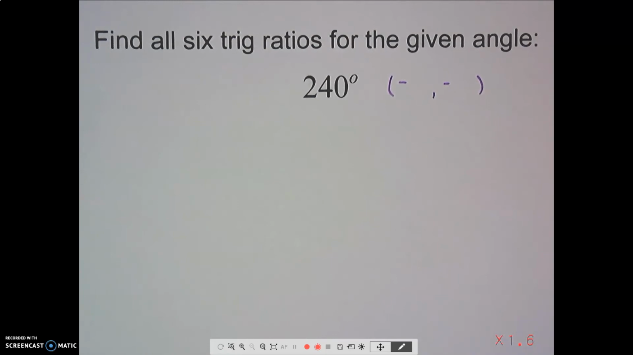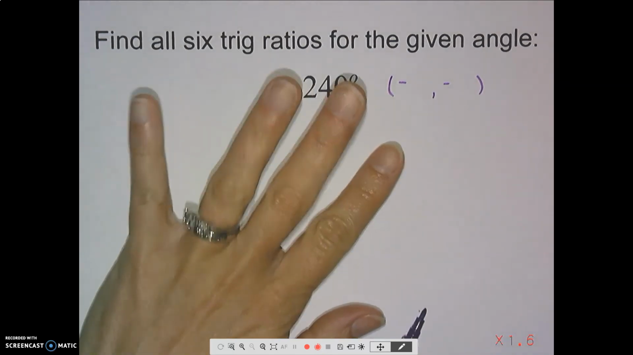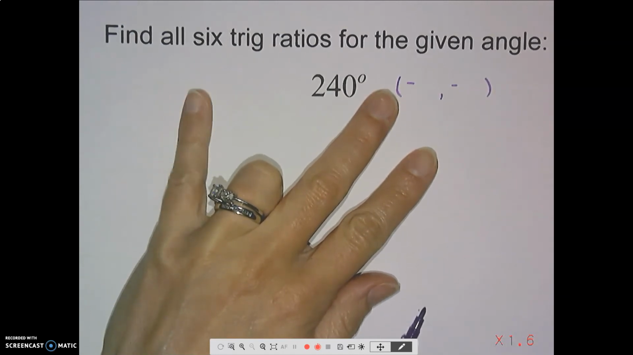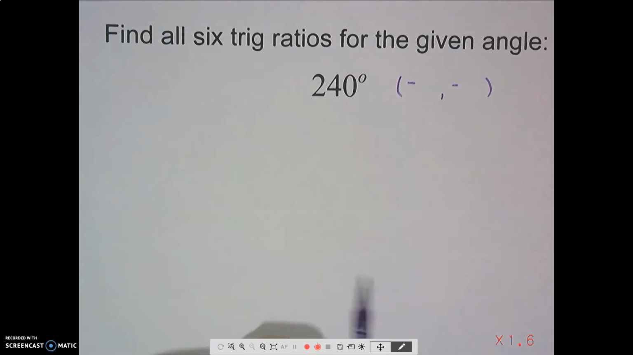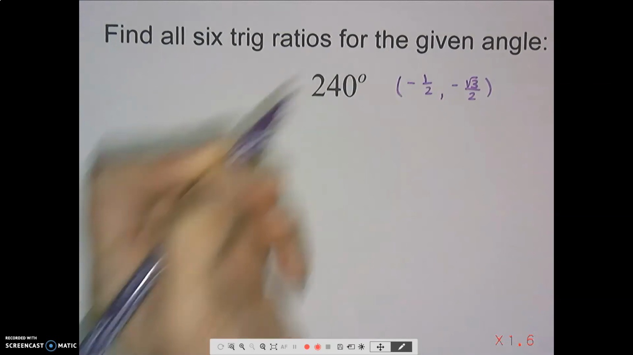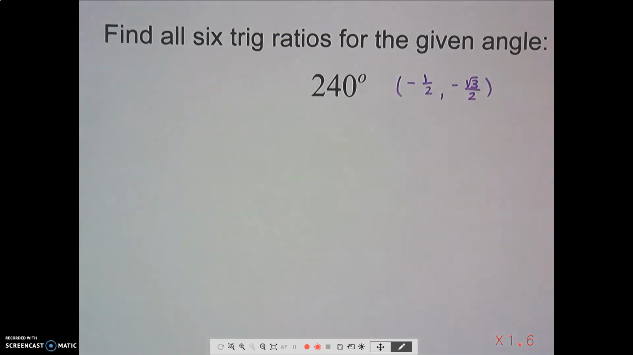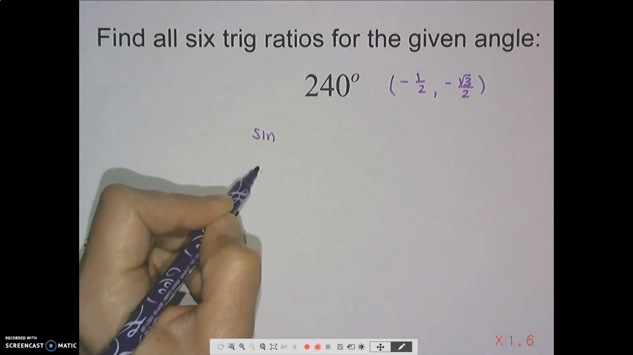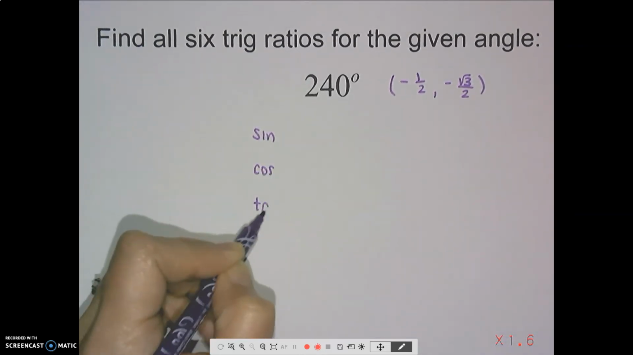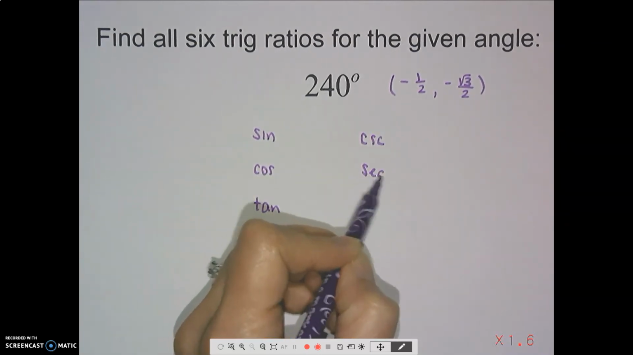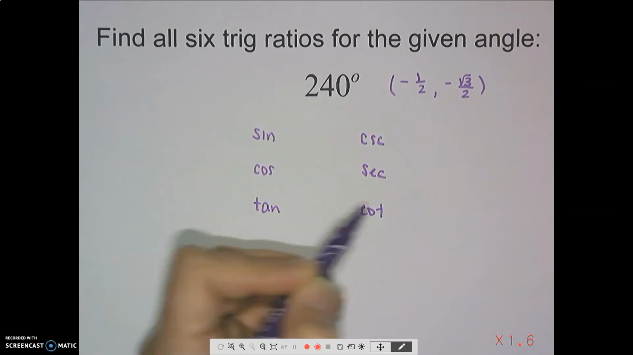Okay, 240 has a 60-degree reference angle. So 60 degrees is our ring finger. That means that the coordinates of this are 1/2 and radical 3 over 2. And again, they're both negative because we're in the third quadrant. Okay. All right, so we're going to do the same steps again. This one we'll go a little faster with. Remember, you can always pause the video if you feel as though things are moving too quickly.